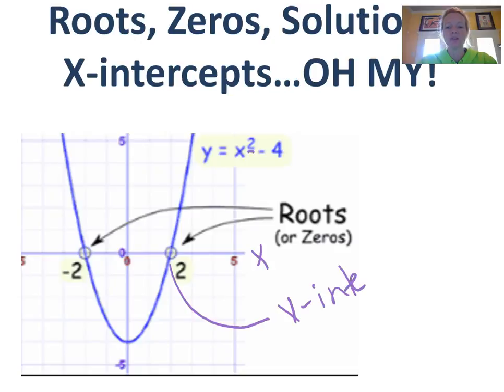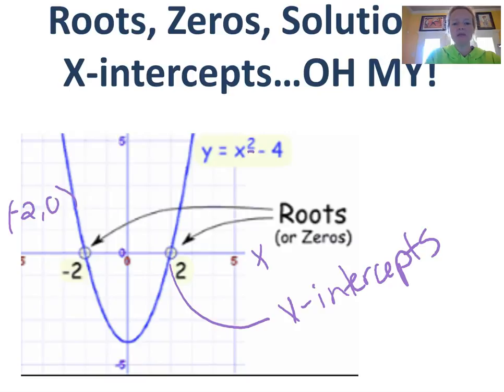Well, they're also called zeros because it's what makes the equation zero. Remember, your answers, your output, is your solution, right? What makes this zero? The one on this side is 2, 0. And this one is negative 2, 0. Well, the y value is 0. So we are asking what is the x when y, our output, is 0. Our solution is 0. Okay, so that's why it can be called a root, zero, solution, or x-intercept.